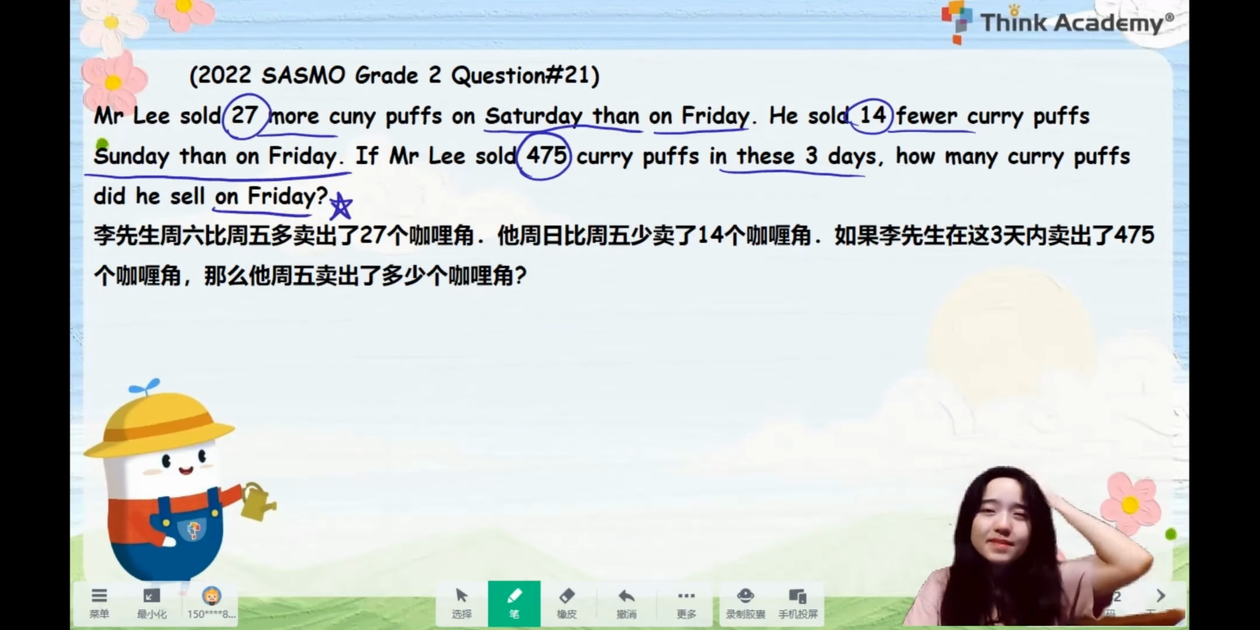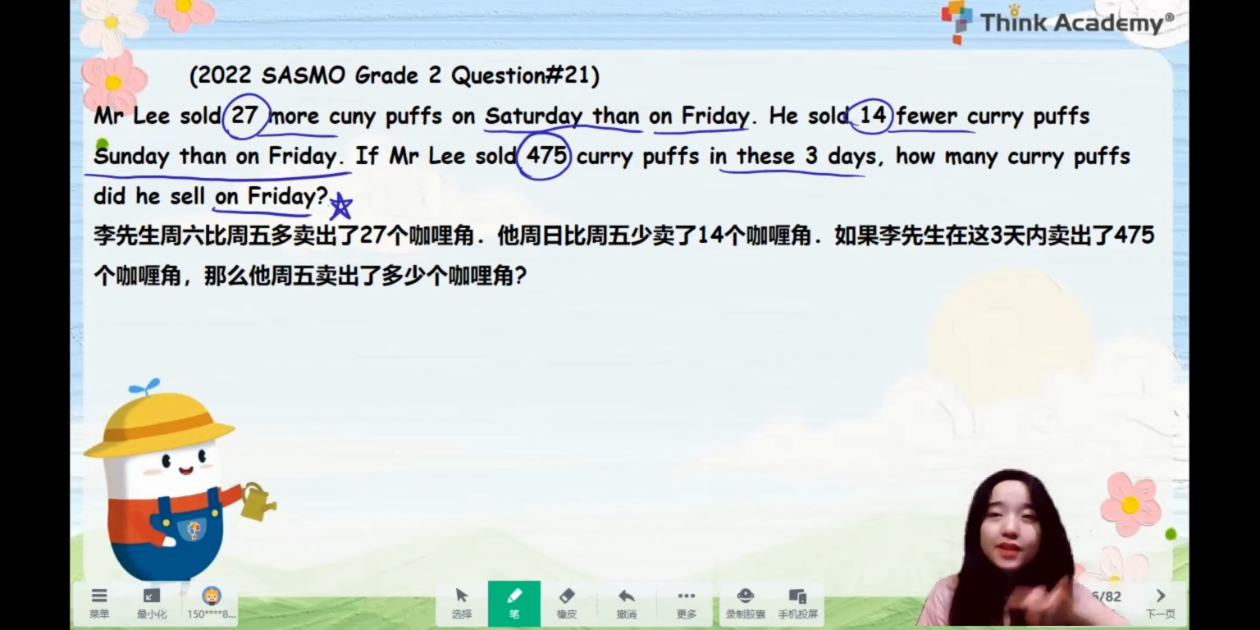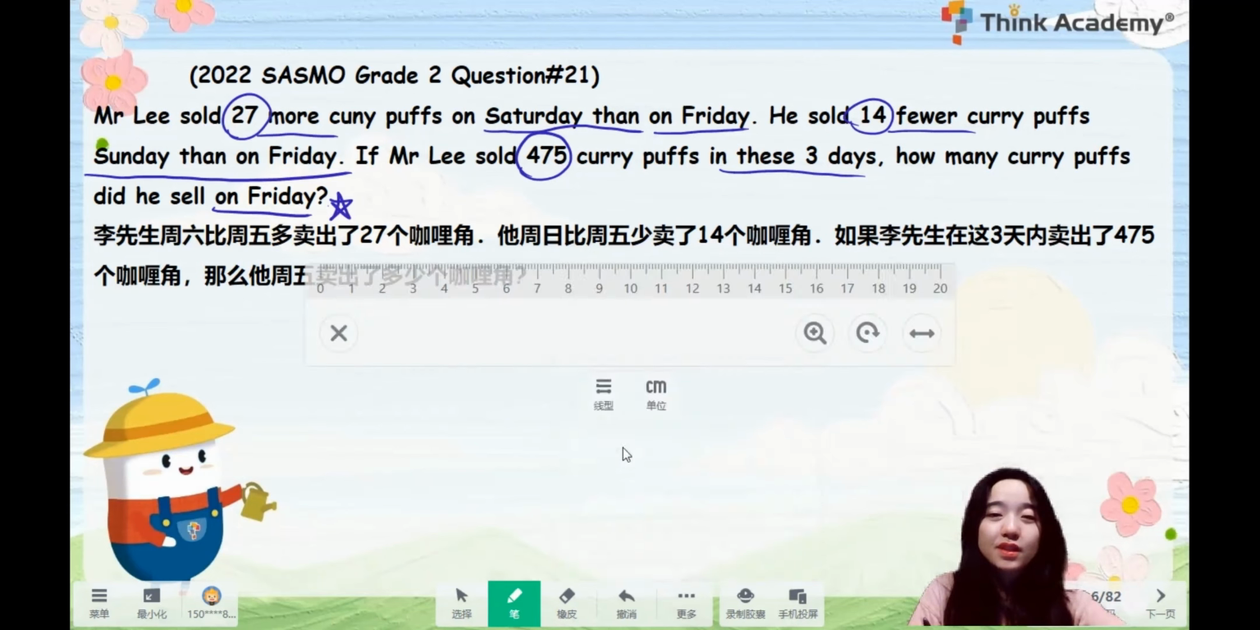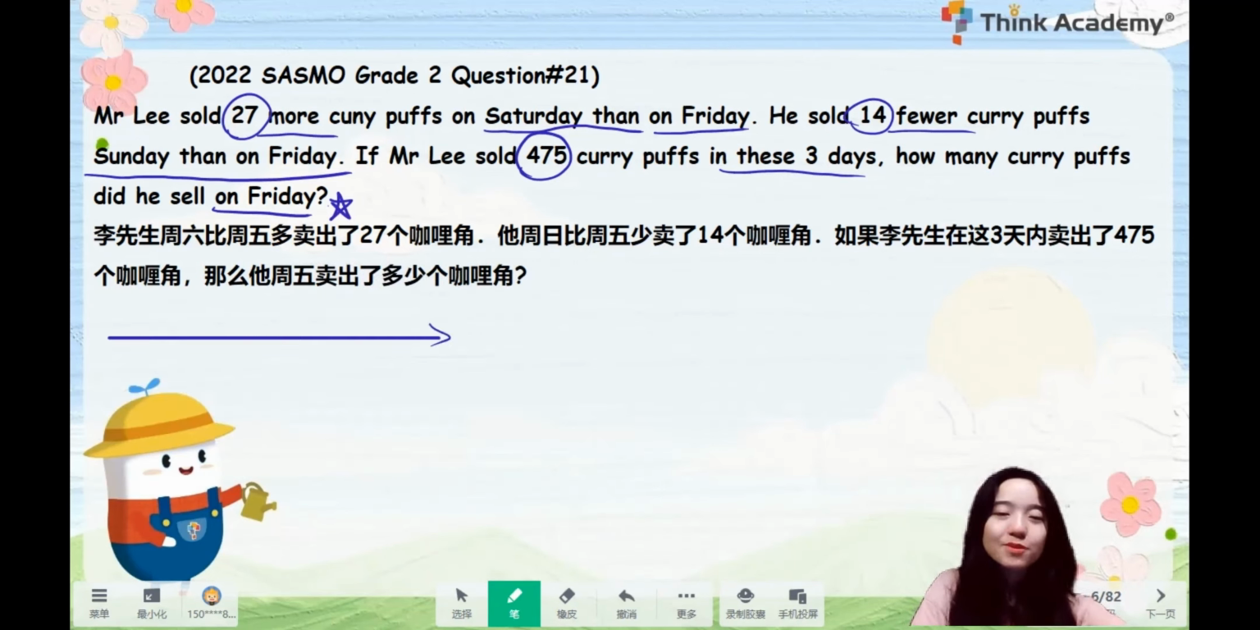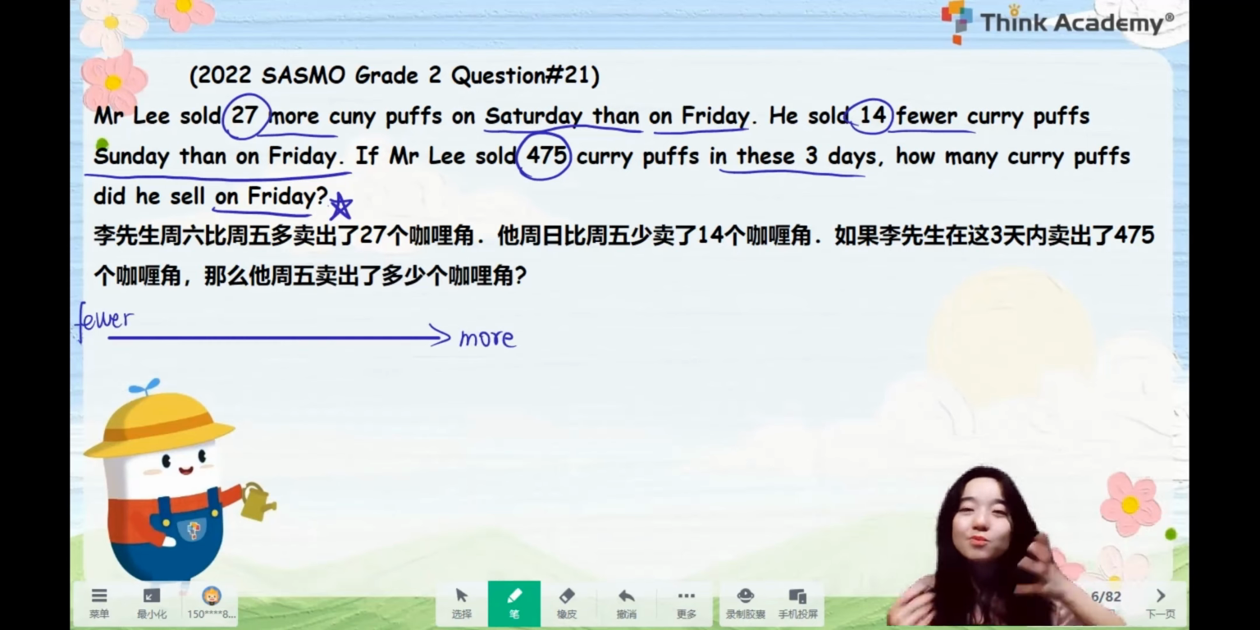This is the question. As you can see, this question is so confusing. It is related to 3 days, Saturday, Friday, and Sunday. Also, it is related to more than, fewer than, so many different relationships. To clarify that, we had better use a magic arrow. The arrow will point to the greater amount, or the day which has sold more. So the other side should be the fewer or smaller amount.